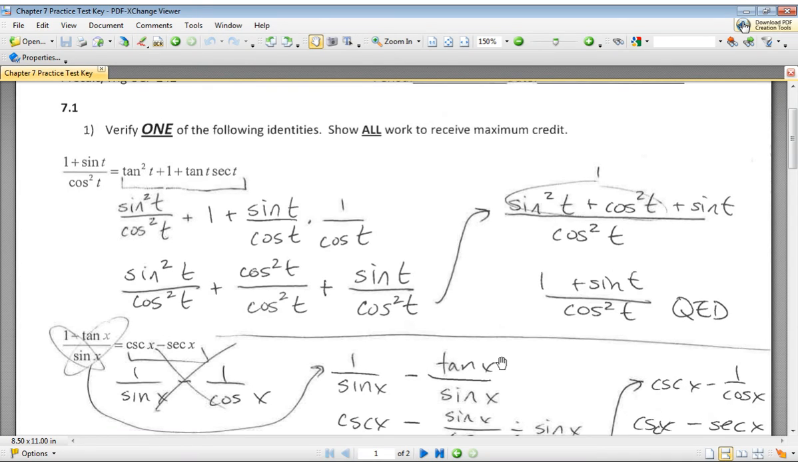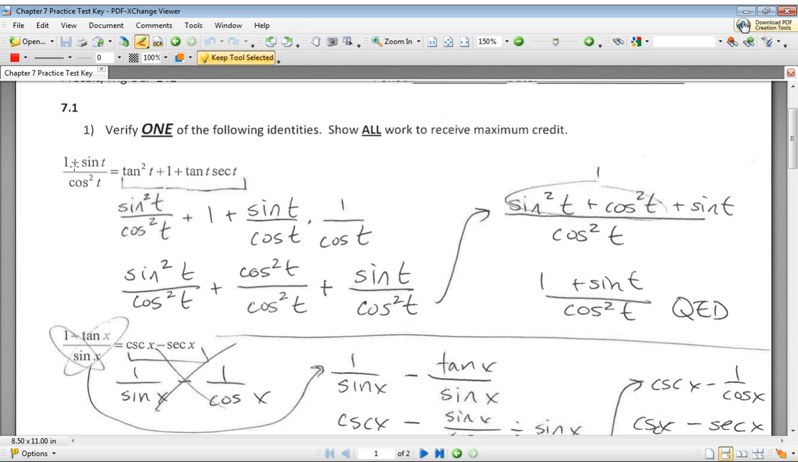Guide for the chapter 7 test. So you should see for 7.1, all you're going to need to do is verify one of the three identities. I'm going to do all three though, just so you can see what's going on. Remember, the first rule is always pick the more complicated side.